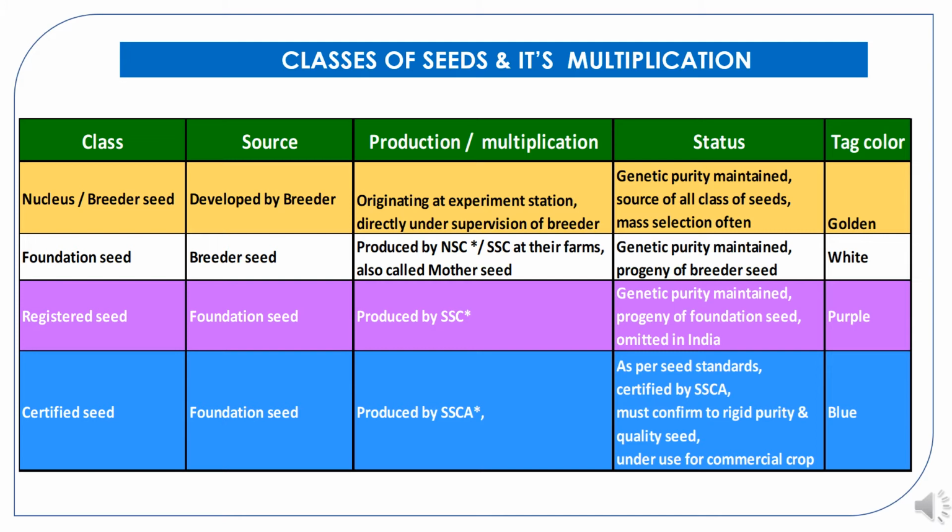Third class of seed is registered seed, and foundation seed is the source of registered seed. This registered seed is omitted in India, and it is not in practice. In case of registered seed also, the genetic purity is maintained, and the tag color used is purple. Fourth class of seed is certified seed, and foundation seed is the source of certified seed, and the seed genetic purity is maintained as per the standards, and the tag color used is blue.